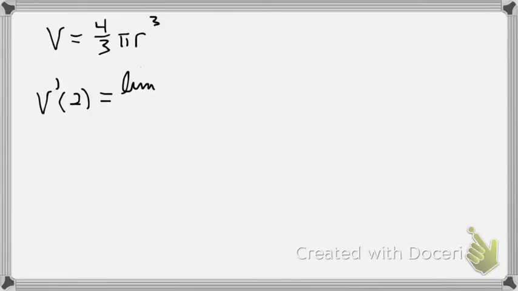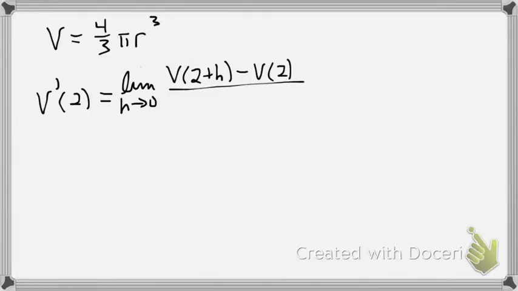So we have the limit as h approaches 0 of f of x plus h minus f of x, all over h. What is x in this case? r, which is 2. So 2 plus h. And I guess I could call it V. V of 2 plus h minus V of 2, all over h. We could say that f of r equals V. This is fine. So we just set up our definition for the derivative at this point.